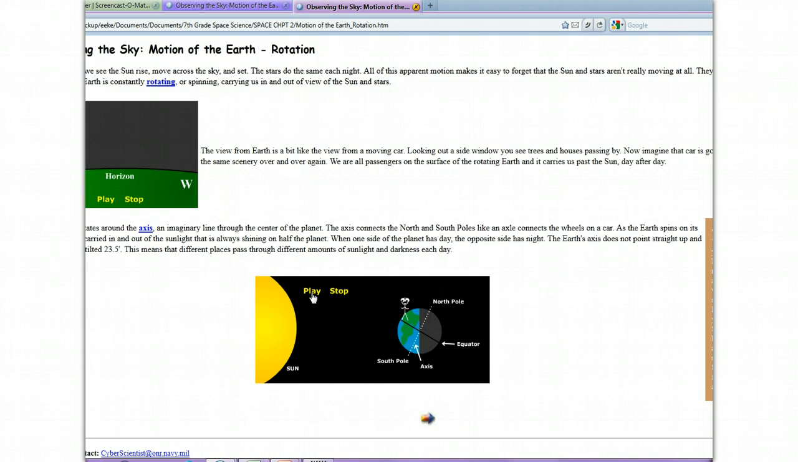And it takes 24 hours. Whoop, it's going to go around again. Stop. It's going to take 24 hours for the Earth to rotate on its axis. And when the part of the Earth that goes into the sun, it turns into daytime. And then when the Earth turns into the dark part, then it's nighttime. I'll do it one more time. And there we are. Okay.